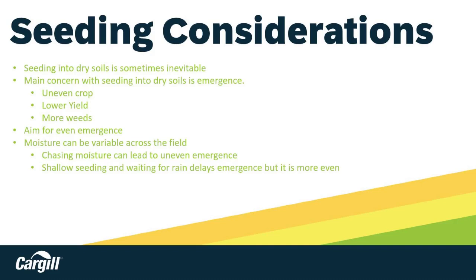Chasing moisture and seeding deeper can lead to uneven emergence, as moisture will not be even across the entire field. Whenever we seed deeper, some of the seeds will go into moisture, but other seeds will be above that moisture level due to the variability of the field. And this will cause delays in emergence, an uneven crop, and other problems with harvestability and weed control. Shallow seeding and waiting for rain delays emergence, but often results in a more even stand and uniform emergence.